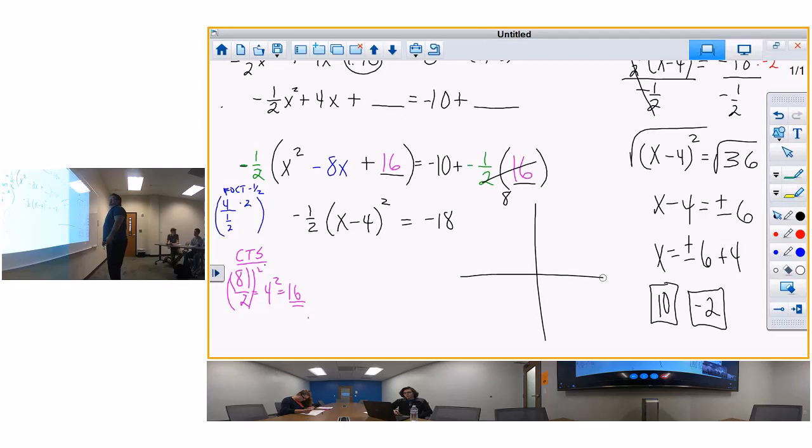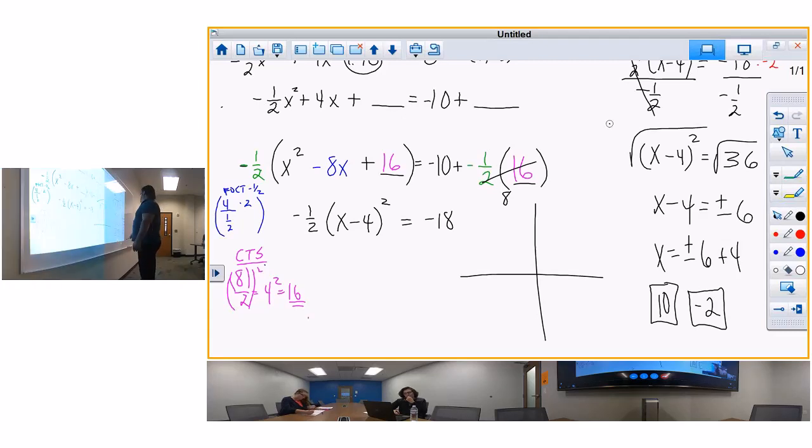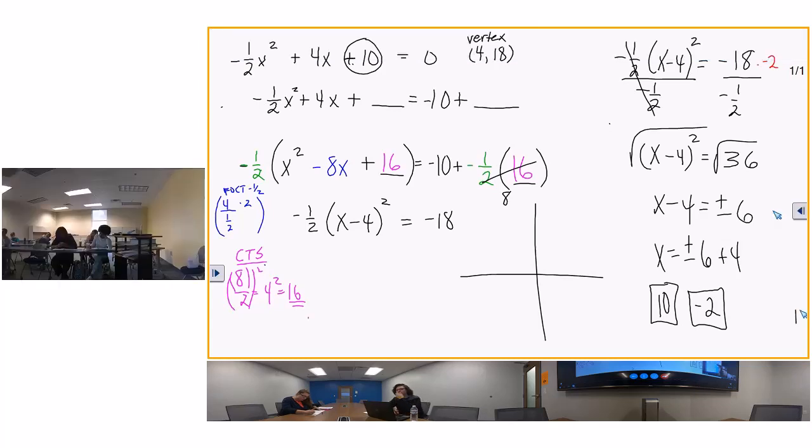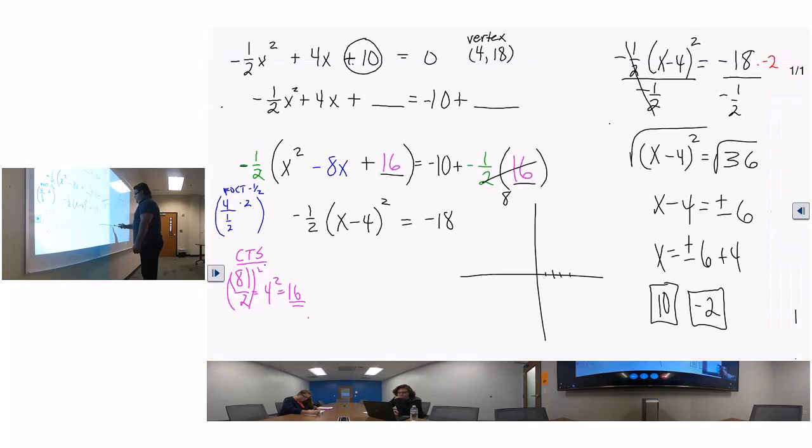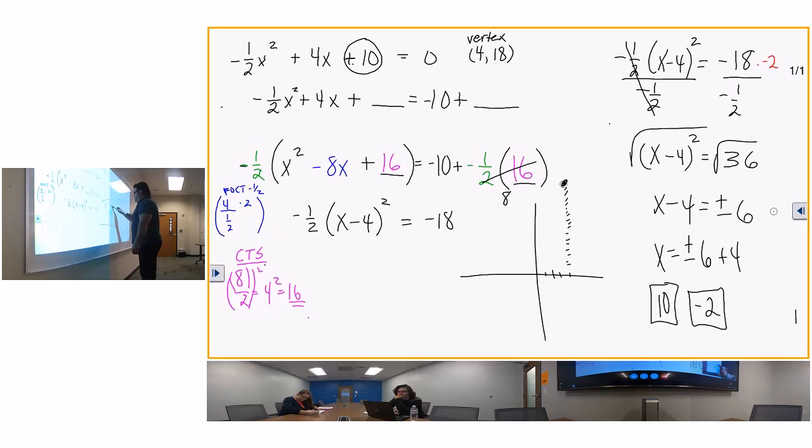All right, so my vertex is 4 and negative 18. 1, 2, 3, 4. 1, 2, 3, 4, 5, 6, 7, 8, 9, 10, 11, 12, 13, 14, 15, 16, 17. My y-intercept is 10. That's 8. 10's about right there.